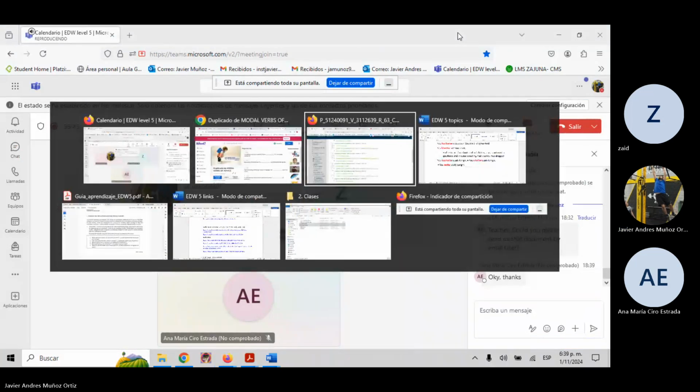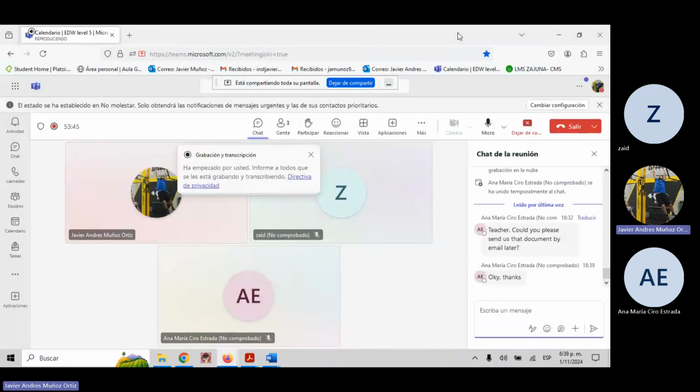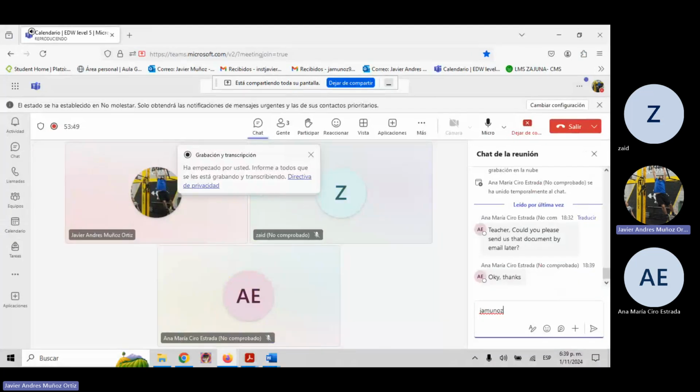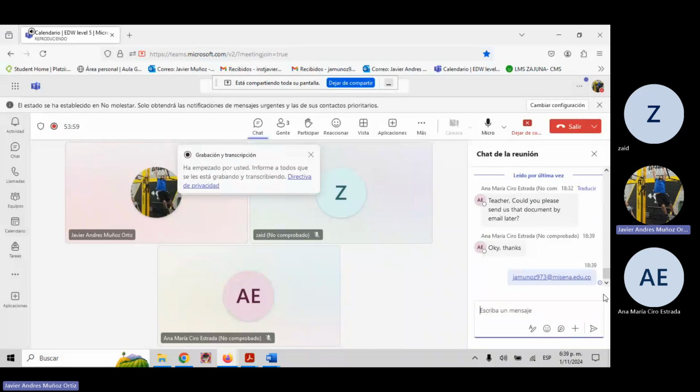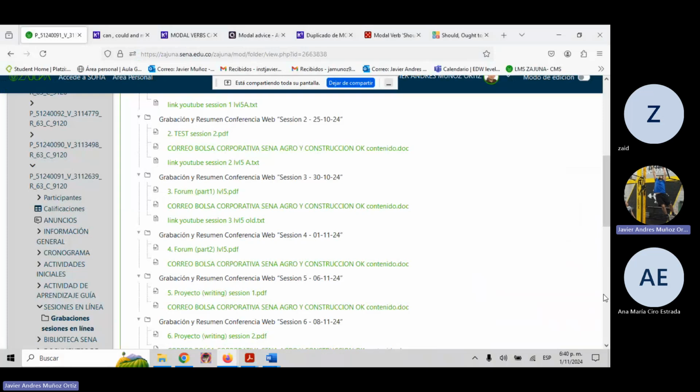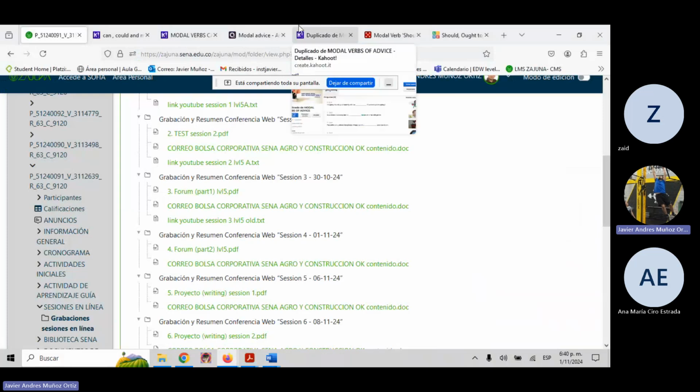Pleasure. Or if you prefer, type me via email. So my email is... Type me via email and ask me to share with you the same document. So I will send it to you, send you back the same document. Doesn't matter. But you have to type me, because if you don't do it, I will forget it. I will not do it. ¿Vale?